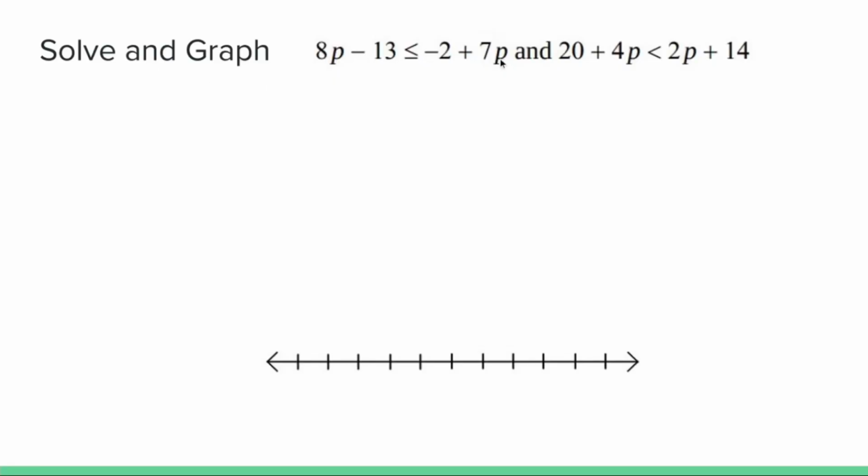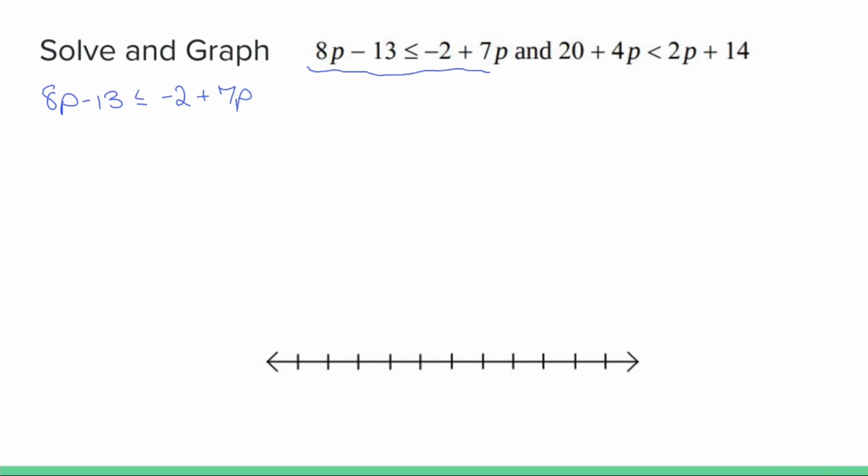Solve and graph that abomination and that other abomination. Well, this is a compound inequality that is also an and, so one thing at a time. We'll make you blue. 8p minus 13 is less than or equal to negative 2 plus 7p.